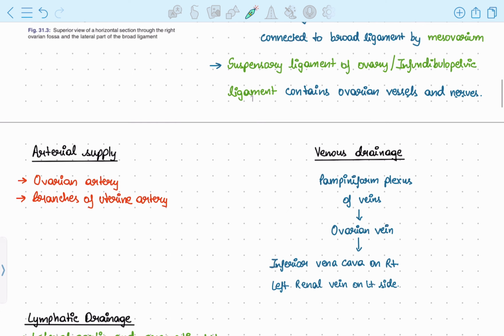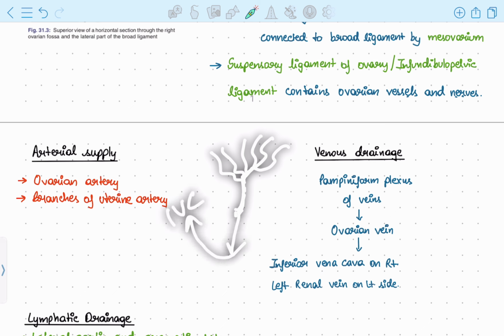Now, what is the arterial supply of ovary? Very easy. It is the ovarian artery and branches of the uterine artery. Both of these are branches of the abdominal aorta. Then what is the venous drainage? The venous drainage is the pampiniform plexus of veins. Around the ovary, a pampiniform plexus of veins arises, which eventually forms the ovarian vein. This ovarian vein on the right side will directly drain into the IVC, and on the left side it will first drain into the left renal vein and then into the IVC.